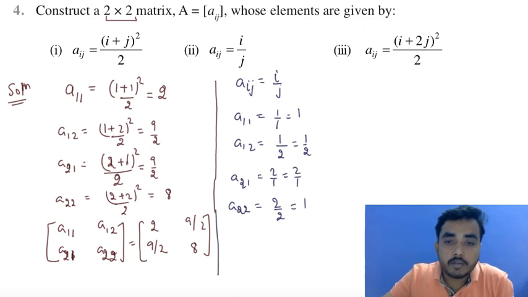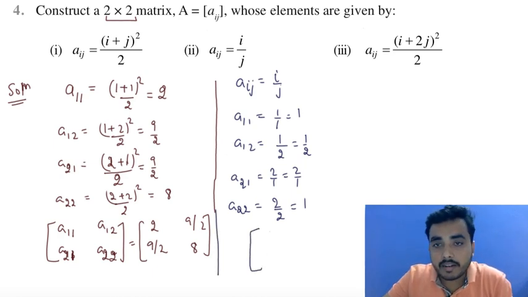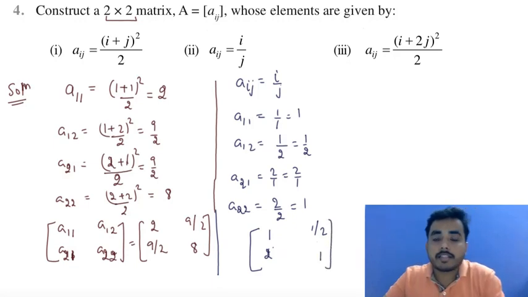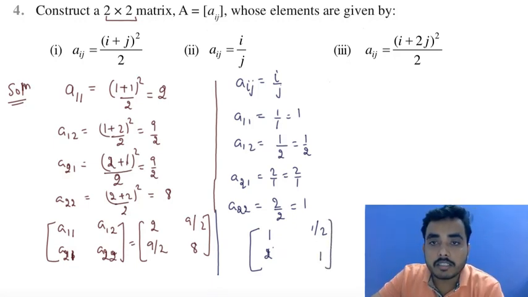So putting the value here, so matrix हमें जो मिल जाएगा 1, 1 by 2, 2, and this is again 1. तो ये इस केस में ये matrix मिल जाएगा. Now let's quickly do part 3.